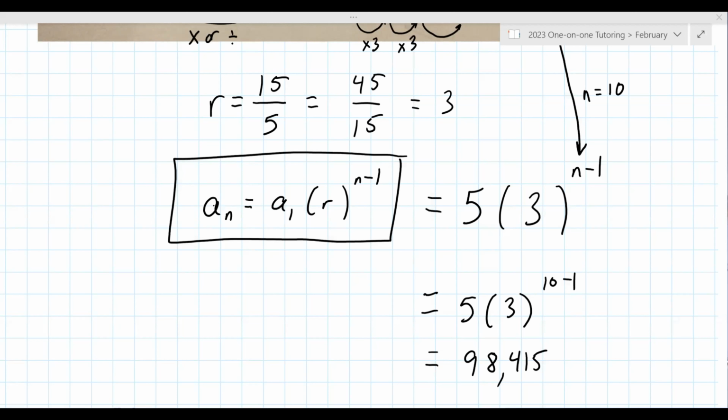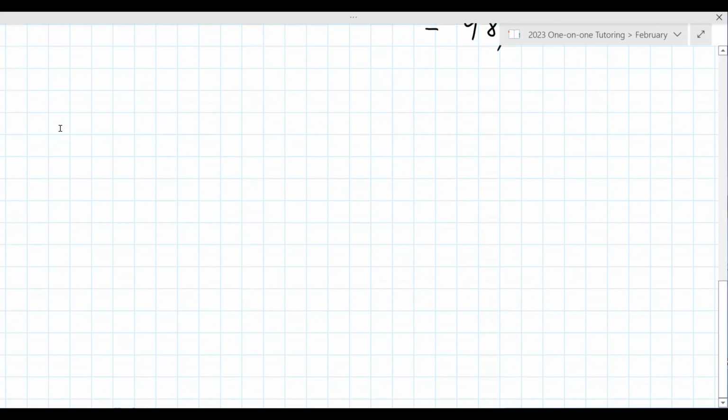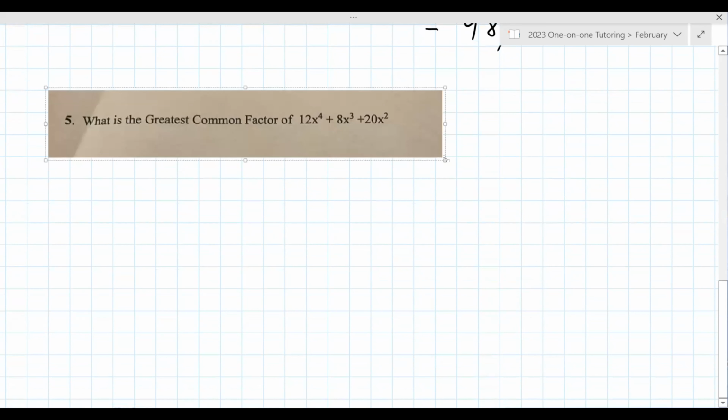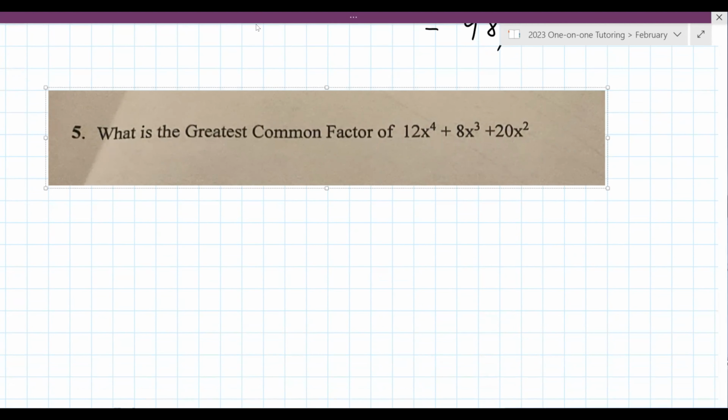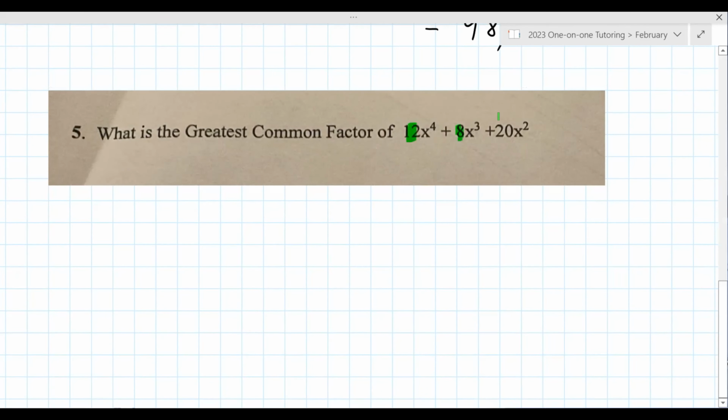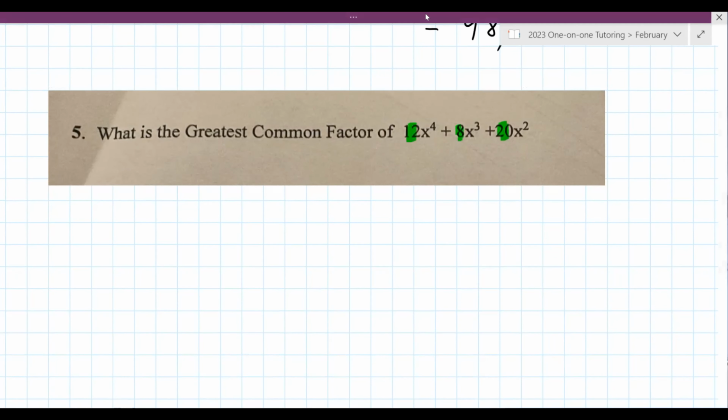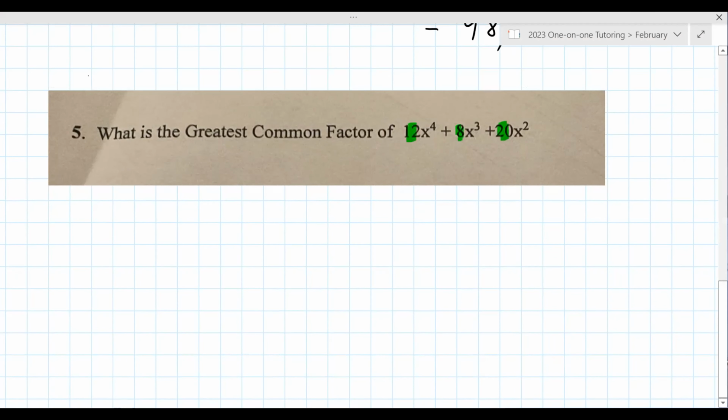All right, let's keep going here. Number 5. What is the greatest common factor of 12x to the 4th plus 8x cubed plus 20x squared? You start by looking at the 3 numbers, 12, 8, and 20, and you want to find the largest number that goes into all 3. Four. I agree. It's 4. And I think that's all they're looking for.